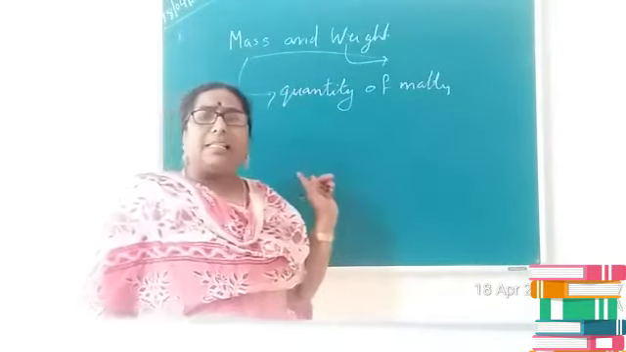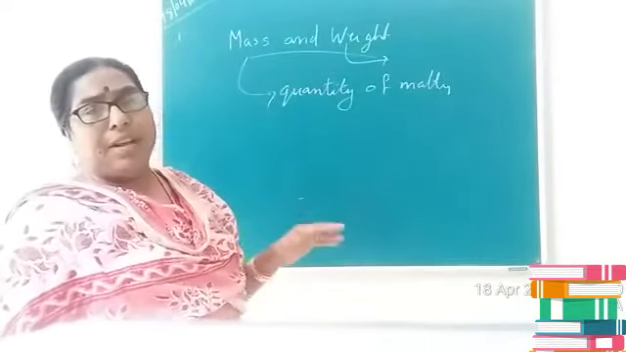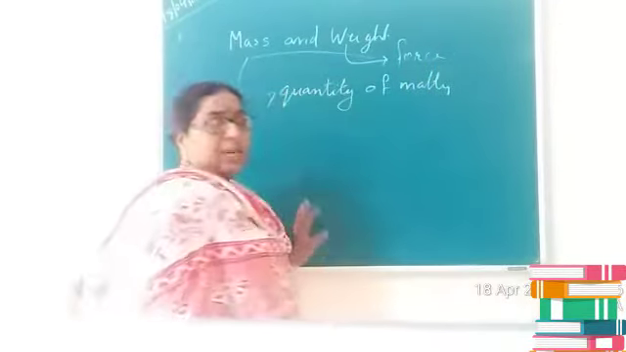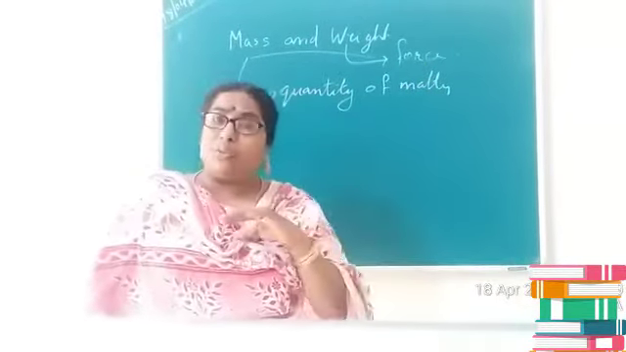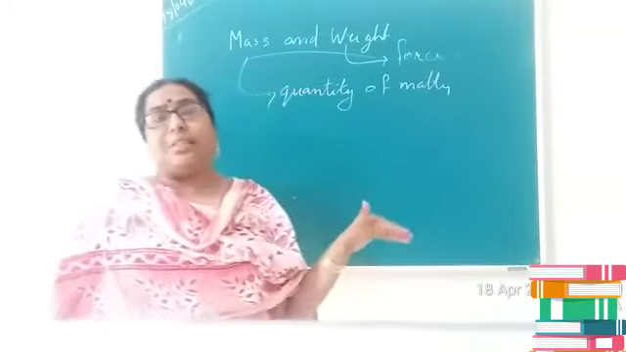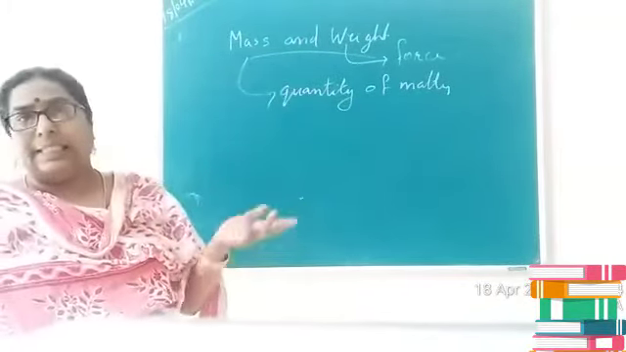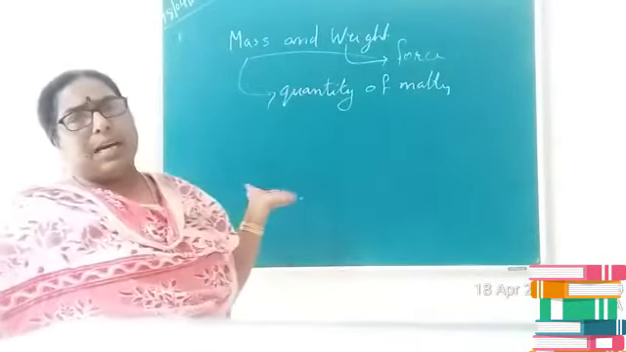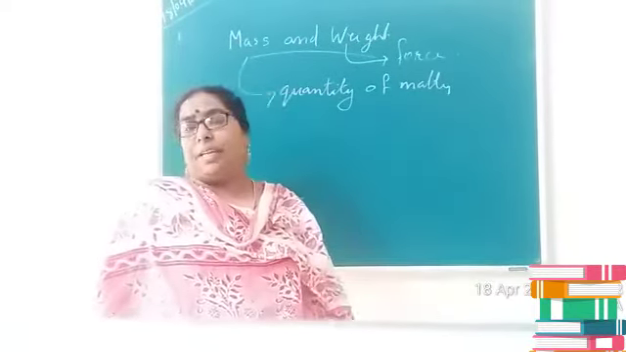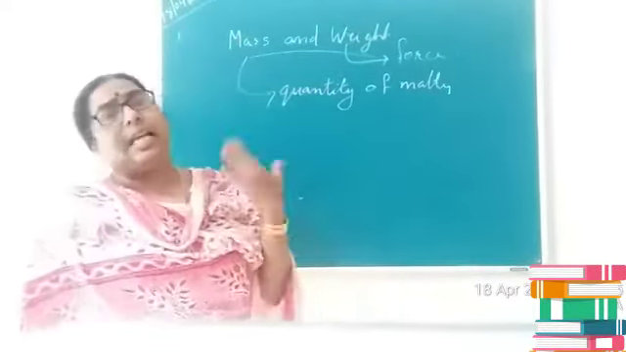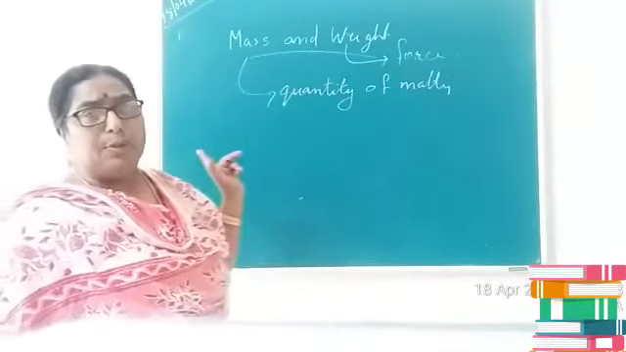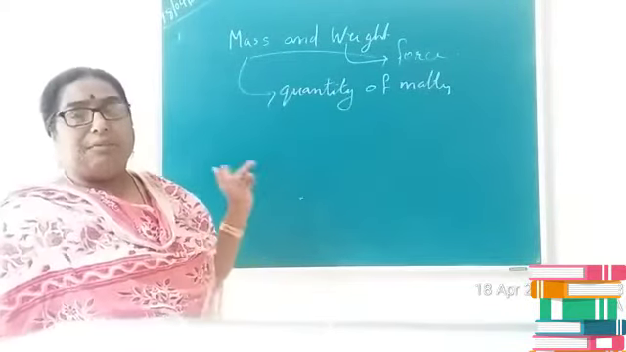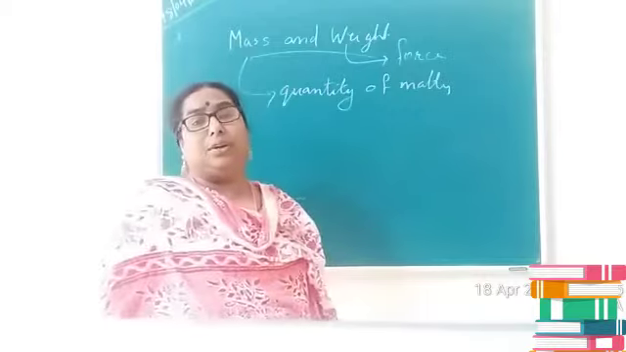Mass is defined as the quantity of matter present in a body, but weight is the force with which the body is attracted towards the center of the earth. Mass remains constant and does not change, but weight varies from place to place. As g, the acceleration due to gravity, changes, weight also varies. The unit of mass is kilogram, and that of weight is kilogram weight, or we can consider it as Newton. Is it clear, children? That is the difference between mass and weight.